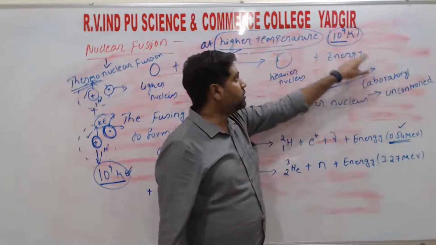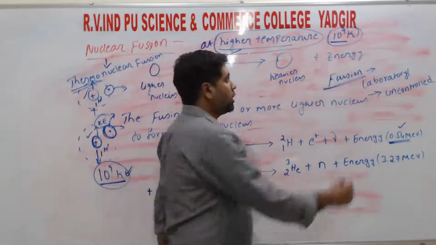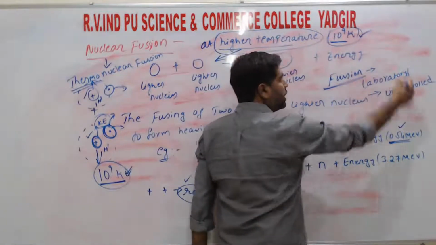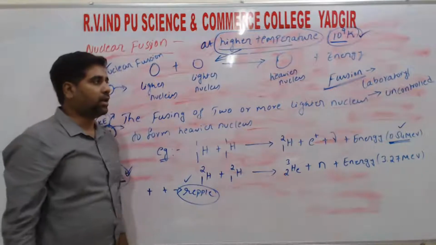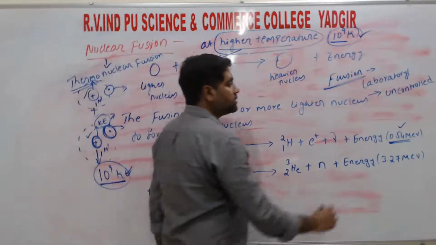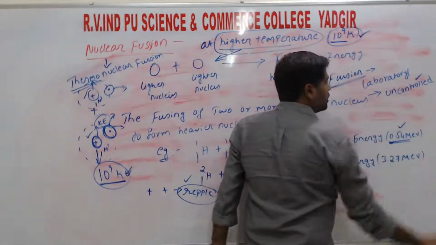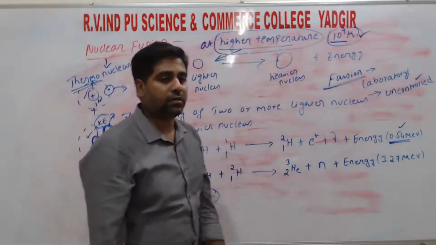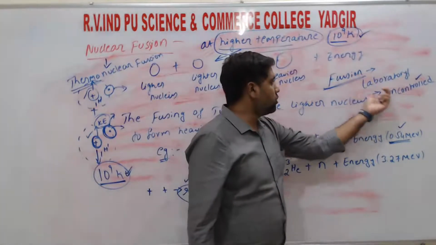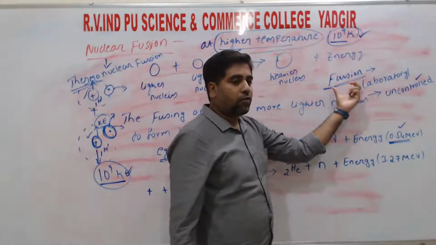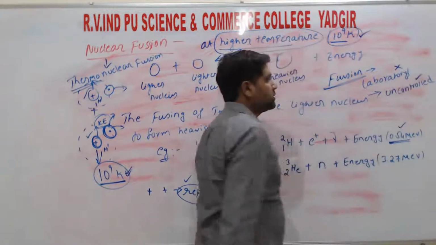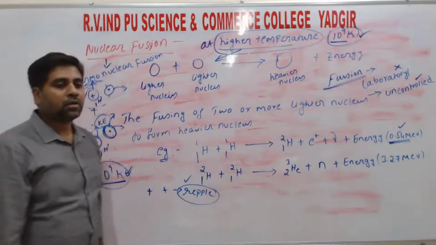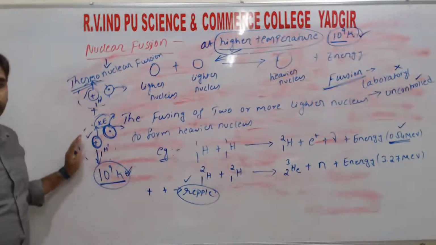The main reasons are two: first, we can't supply this much temperature, which is of the order of 10 to the power of 9 Kelvin. And the second is that it is an uncontrolled chain reaction. That means we are not able to control this fusion reaction. For that purpose this fusion reaction will not take place in laboratories, right? So this is about the fusion.